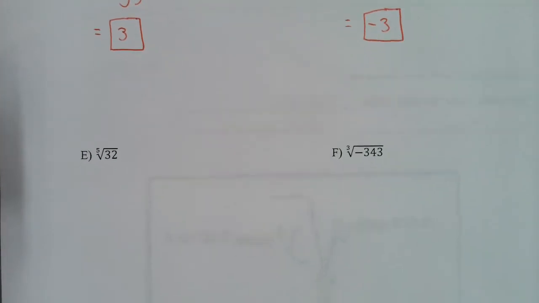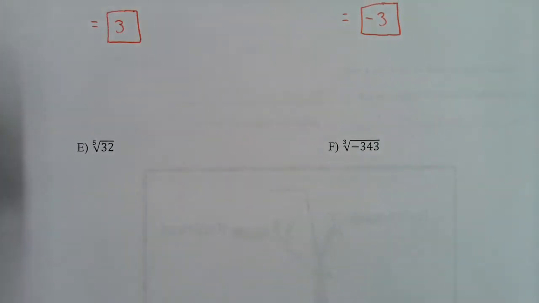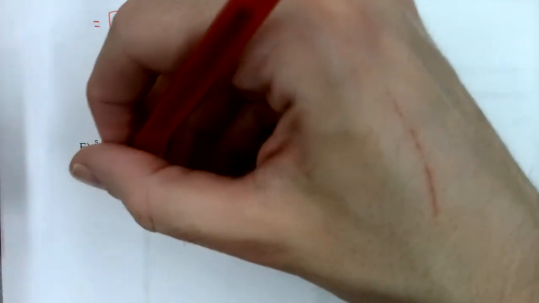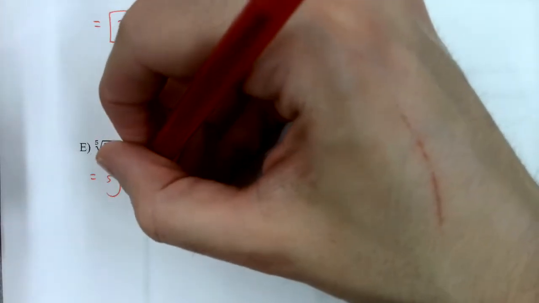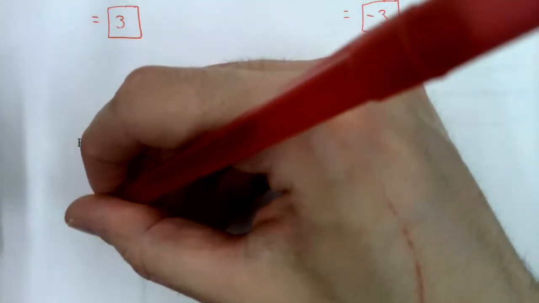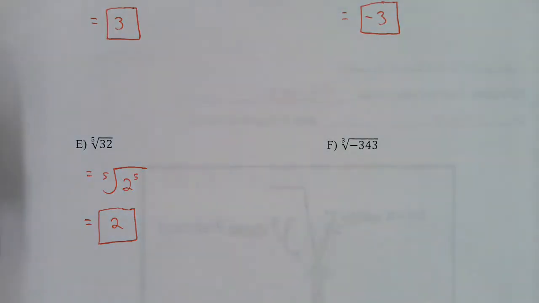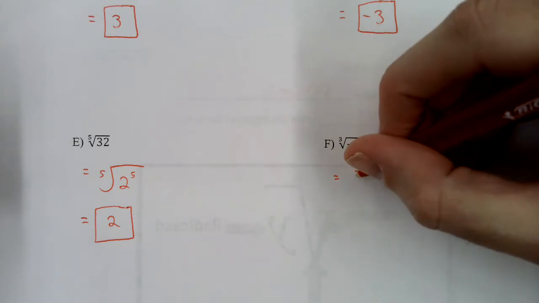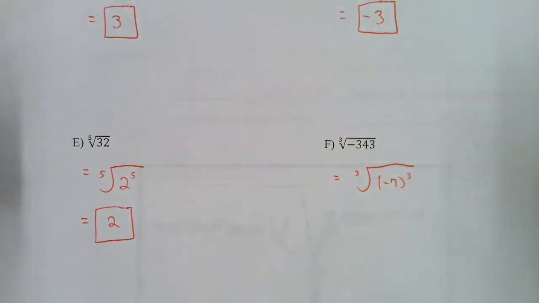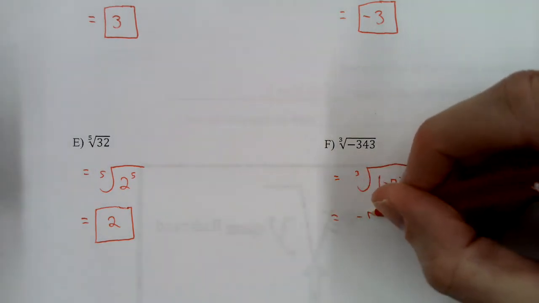Letter E, the fifth root of 32. So what number times itself 5 times equals 32? The answer is 2, because 2 to the fifth power is 32. And part F, what number times itself 3 times equals negative 343? And the answer is negative 7, because negative 7 cubed is negative 343. So the answer is negative 7.